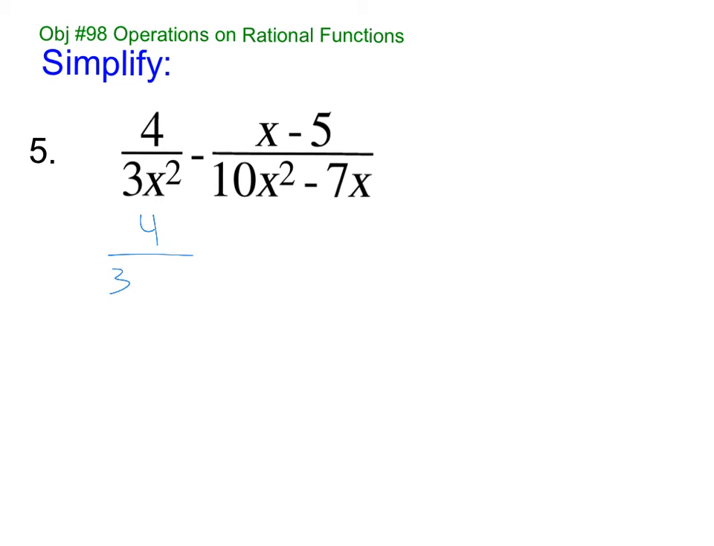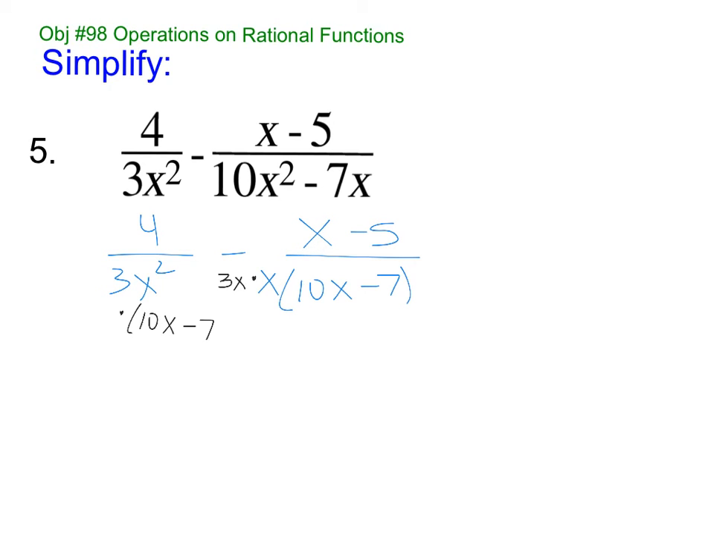All right, 4 over 3x squared minus, I'm factoring the second half. So the GCF is x times 10x minus 7. Now this one is the hard one because it's obnoxious. The GCF, basically we're not going to quite multiply them because we don't want to have extra x's. So I'm going to multiply the right one times 3x so that I have the 3x squared. And the right one, I'm going to multiply by 10x minus 7. Remember, whatever we do on the bottom, we have to do on the top. So 3x on the top here, 10x minus 7 on the top here.